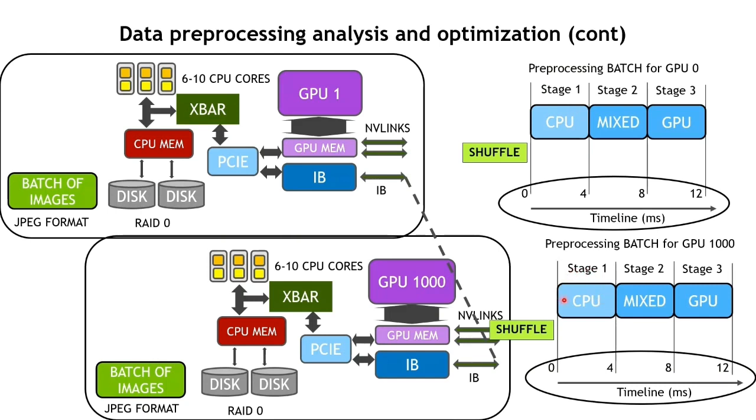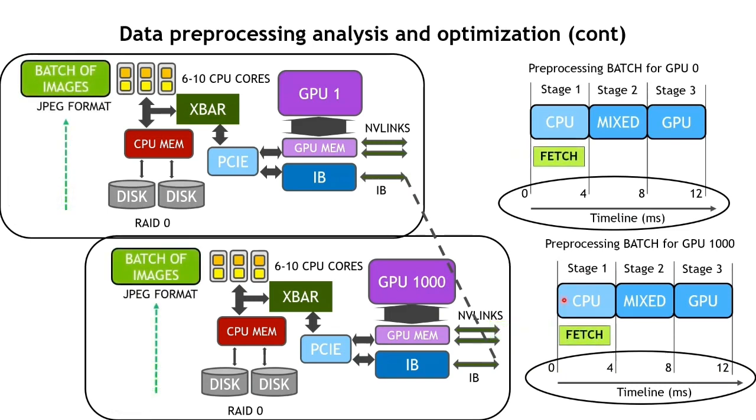Each pool of computational resources deals with its own batch of images. The next step in the preprocessing is to actually fetch the shuffled images from the set of disks that are in RAID 0 on the DGX nodes into the CPU memory. We name this the CPU stage.